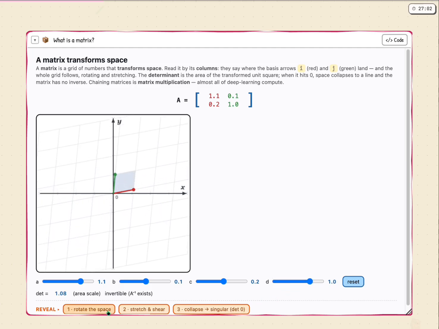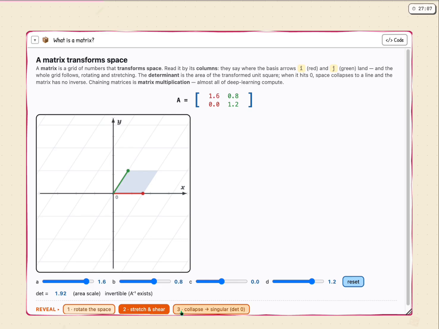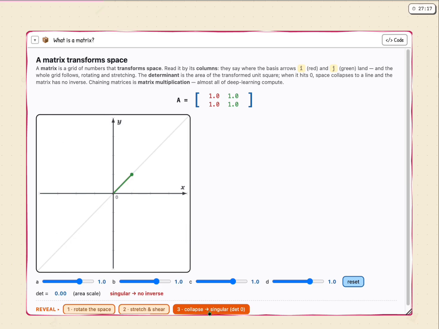Its area has a special name, the determinant. The determinant tells you how much the matrix scales space, and watch what happens when I tune the knobs so the determinant goes to 0. The entire square collapses flat onto a single line. Space has been crushed into one dimension, and once that happens, the matrix is singular. It can't be undone, there's no inverse.